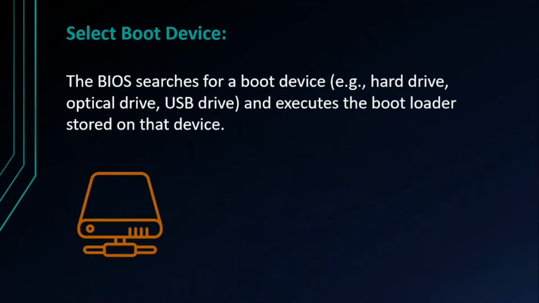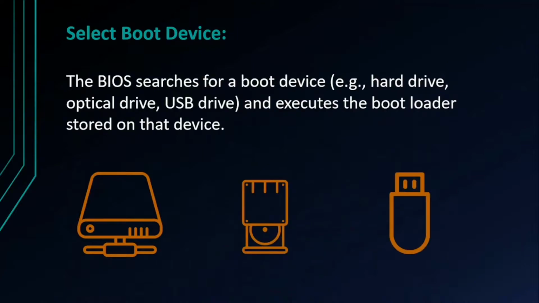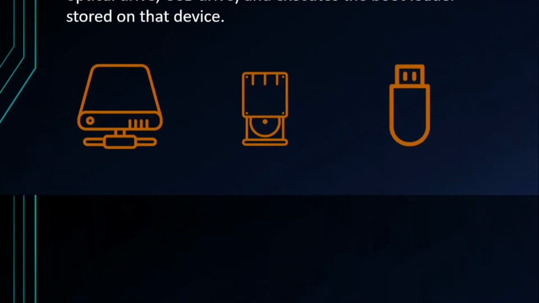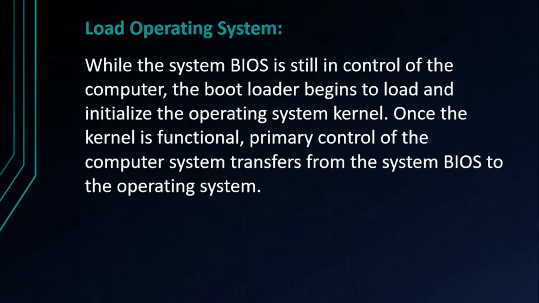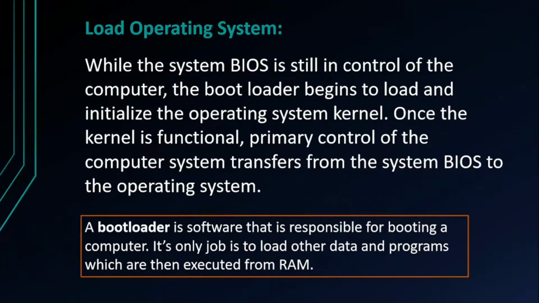Next, selecting the boot device. After system hardware has been configured, the system BIOS searches for a boot device like a hard drive, an optical drive, or a USB drive, and executes the bootloader stored on that device. Finally, loading the operating system. While the system BIOS is still in control of the computer, the bootloader begins to load and initialize the operating system kernel. Once the kernel is functional, primary control of the computer system transfers from the system BIOS to the operating system.